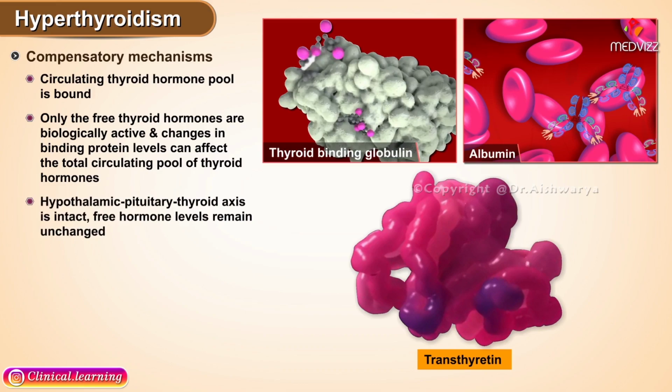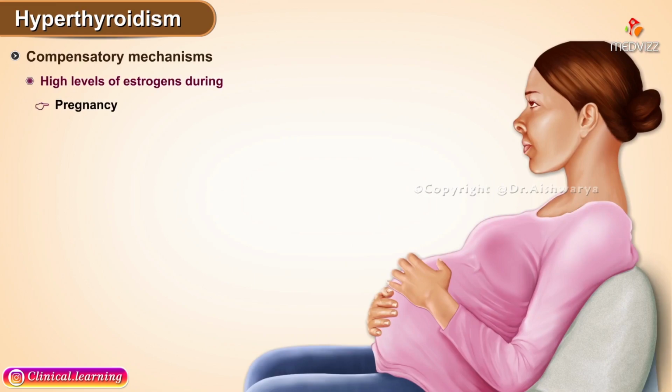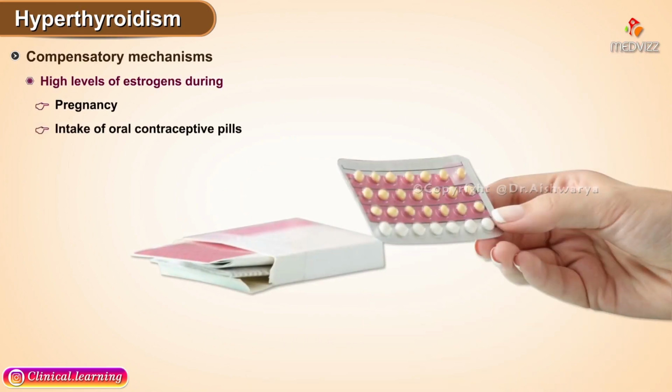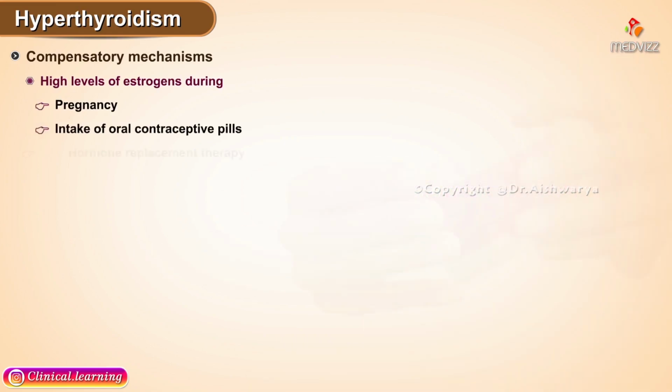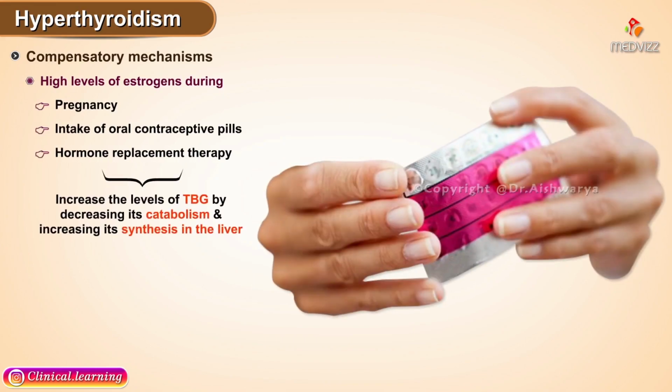High levels of estrogen during pregnancy, or due to intake of oral contraceptive pills, or during hormone replacement therapy, all increase the levels of thyroid-binding globulin by decreasing its catabolism and by increasing its synthesis in the liver. As the additional thyroid-binding globulin binds to more thyroid hormone, the thyroid hormone production also increases to maintain a euthyroid state.